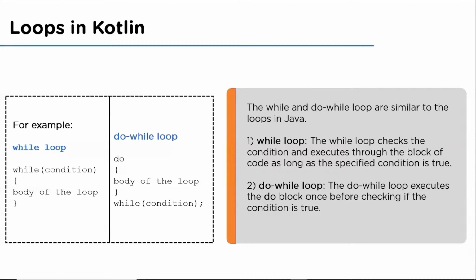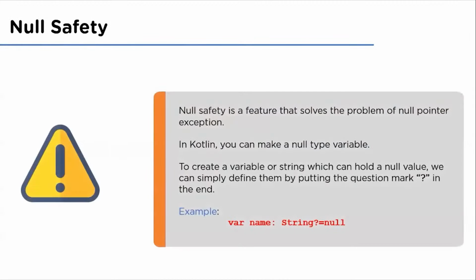So, as we have understood about loops in Kotlin, now let's move on to our next topic, which is null safety. Null safety is a feature in Kotlin language that solves the problem of null pointer exception. If you have worked on other languages including Java, then you must have an idea of null pointer exception.